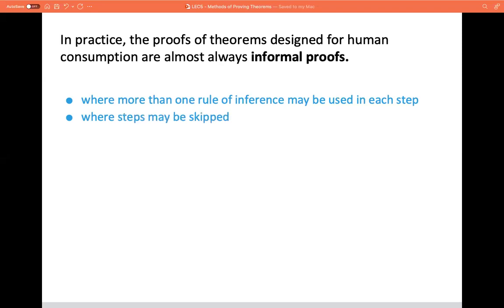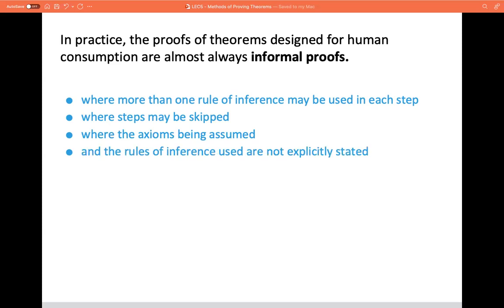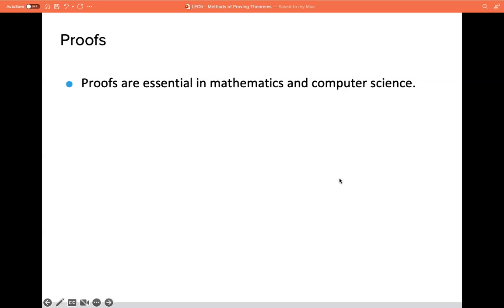In practice, the proofs of theorems designed for human consumption are almost always informal proofs, wherein more than one rule of inference may be used in each step, or there are some steps that we may skip, and there are some axioms that we may assume, and there are rules of inference that are not explicitly stated. We will be defining axioms later on.